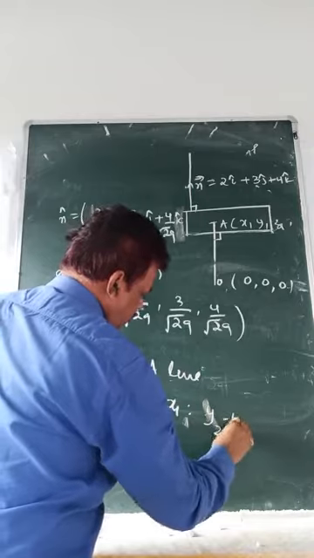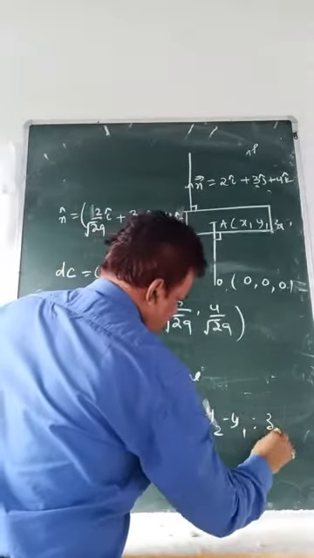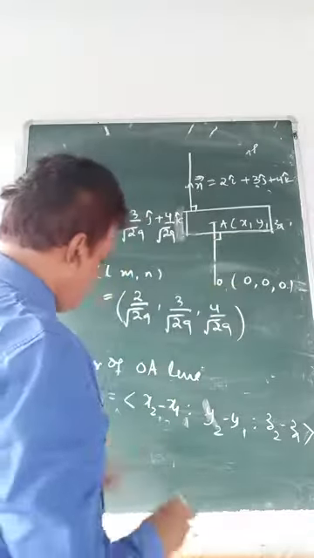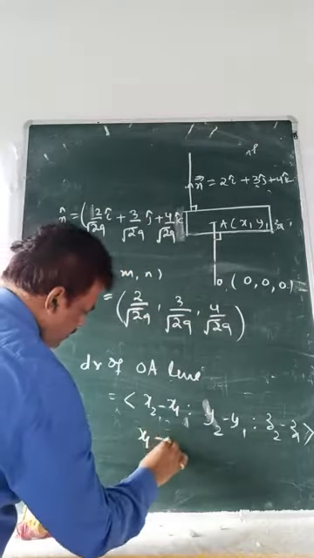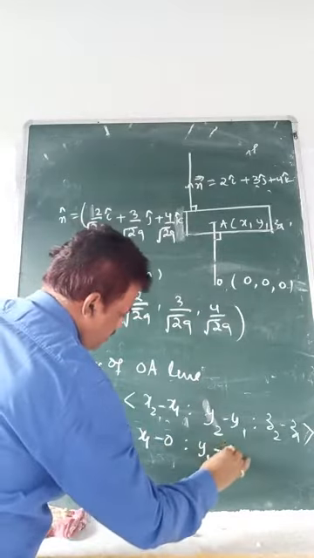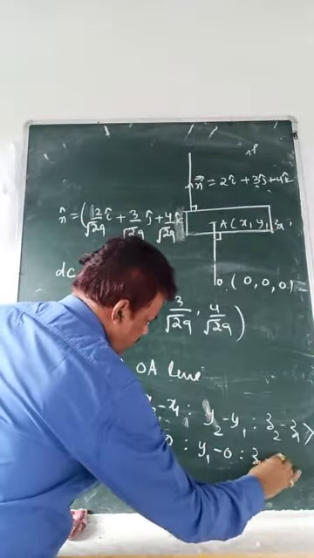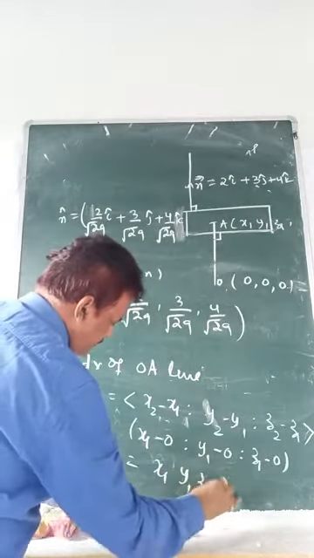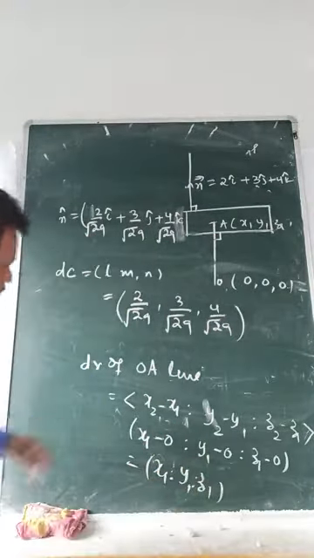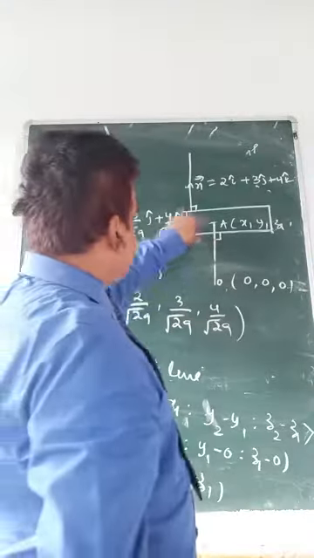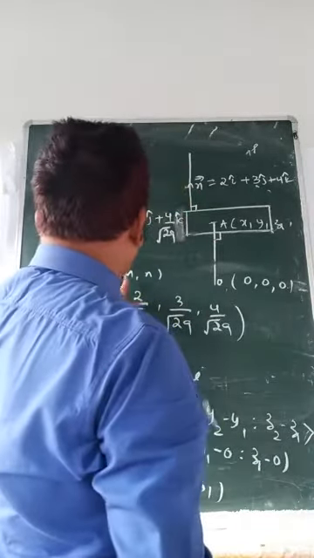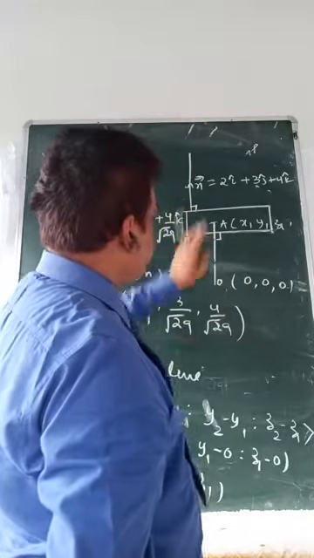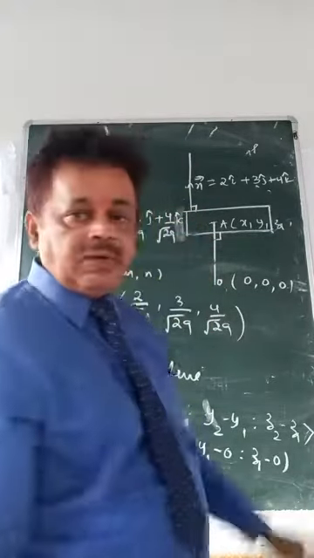y2 minus y1, z2 minus z1. That means x1 minus 0, y1 minus 0, z1 minus 0. That is x1, y1, z1. That is the DR of this line. DC of this line, this value. So what is the comparison here? These two are parallel. OA is parallel to the n vector.